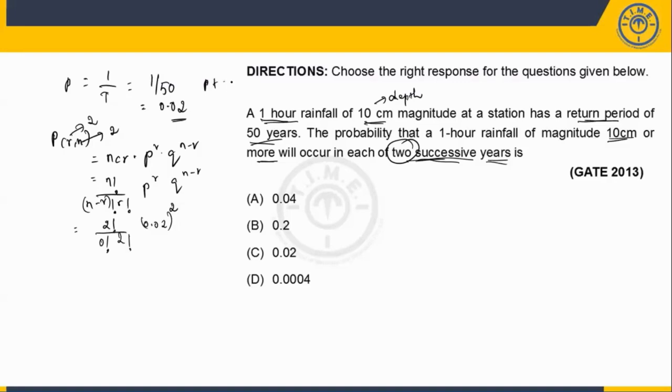See, always we have P plus Q is equal to 1. P is probability of occurrence, Q is probability of non-occurrence. 0.98. 0.98 power n minus r, 2 minus 2 is 0. Tell me the answer. 2 factorial gets cancelled. 0 factorial is 1. Anything power 0 goes to 1. And 0.02 whole squared. So 0.04.